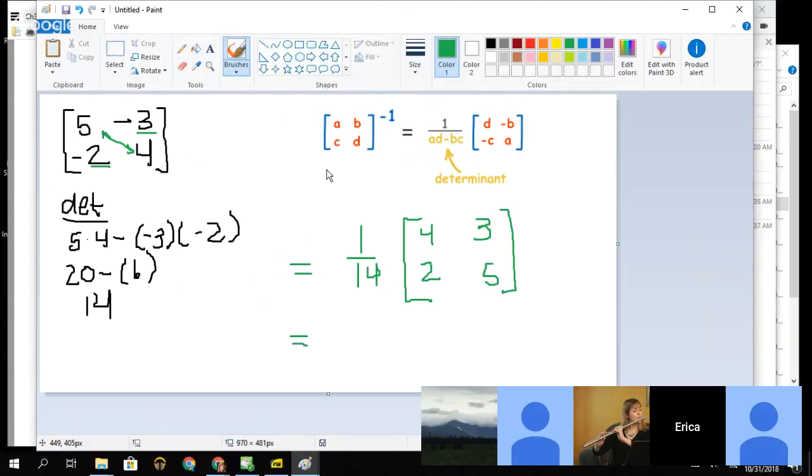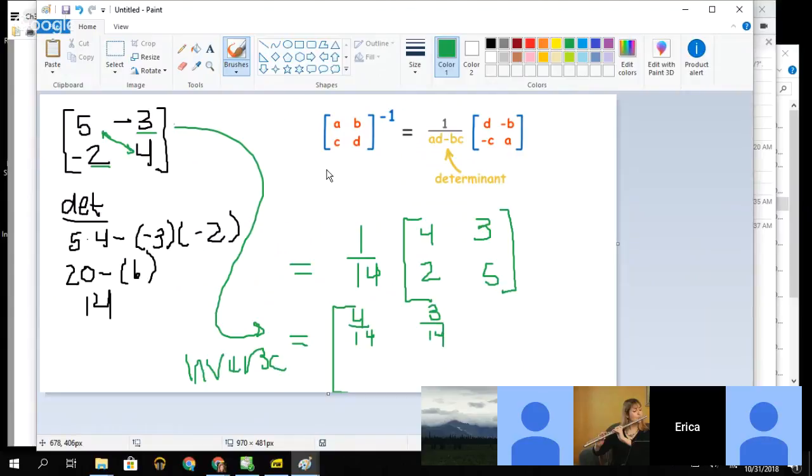Okay, so the inverse of this matrix is going to be 4 times 1/14, so 4 over 14, 3 over 14, 2 over 14, and 5 over 14.